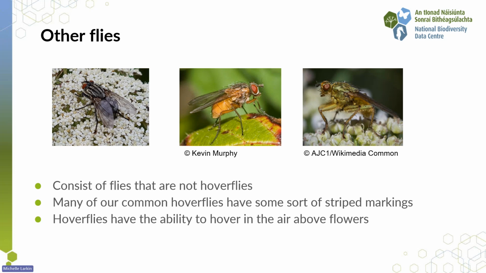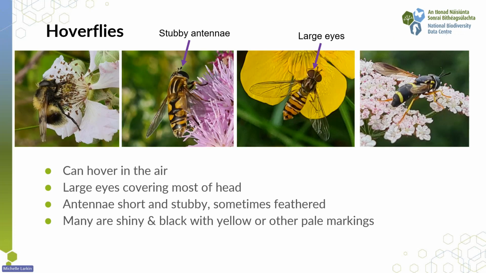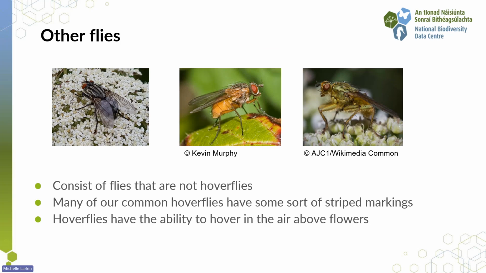Many of our common hoverflies will have some sort of stripe markings, but another thing, a lot of flies will have these very hard, strong black hairs that are basically very bristly. Whereas hoverflies, I'll just go back here, will have kind of softer hairs. You can see here with the bee mimic hoverfly that their hair is quite soft, whereas other flies can have really strong bristly hair. And they won't demonstrate that ability to hover in the air above flowers as well.